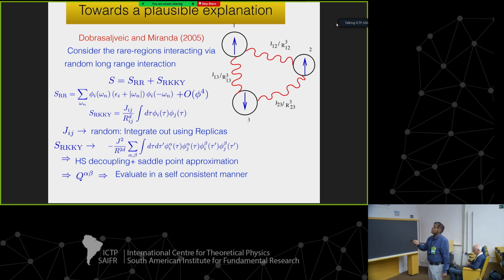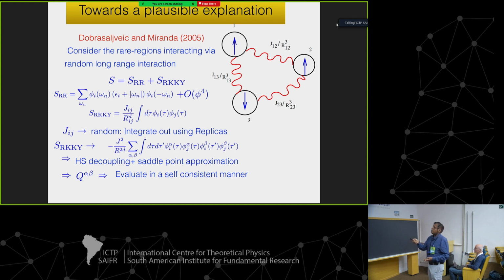That means that this object Jij over here is a random variable, and what they did is they decided that the sort of physics that one should wonder in this case is having a bunch of rare regions all interacting via their RKKY interactions. Each rare region is a droplet, and that's the SRR, and then there's this RKKY which is random. So they did a replica trick that effectively allowed us to integrate out this interaction between the rare regions at sites i and j, for instance.